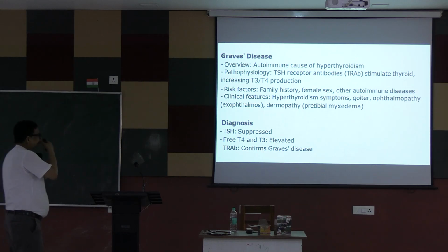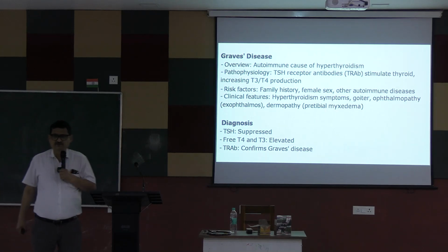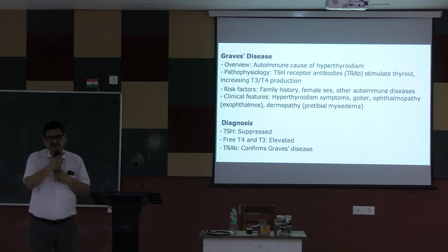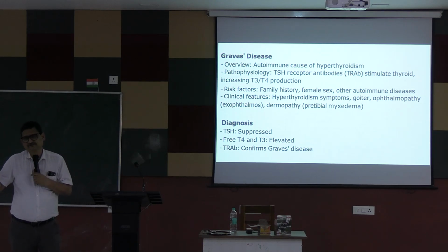Now coming to specifics, this is Graves' disease. Two conditions, Graves and Hashimoto's. Graves is for hyperthyroidism and Hashimoto's for hypothyroidism. Sometimes you may see one patient started with Graves but may convert to Hashimoto's. So from hyperthyroidism may go to hypothyroidism. Again from hypothyroidism may lead to hyperthyroidism, which is rare.